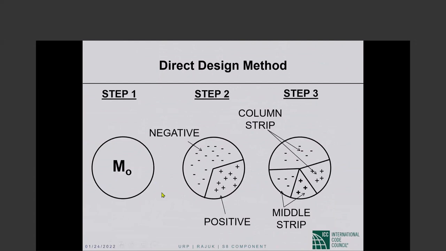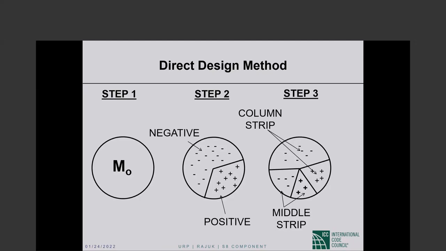It's a three-step affair if you want to look at it that way. We calculate the static moment, WL squared by 8 moment, for every span. We distribute the total static moment between the two support sections and the span section. The support section moments are negative moments, the span moment is positive moment.